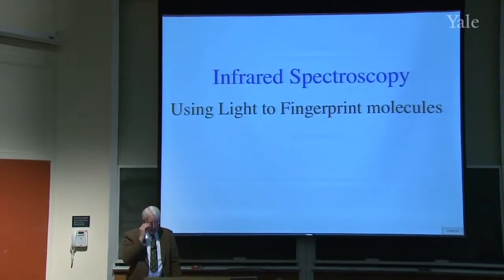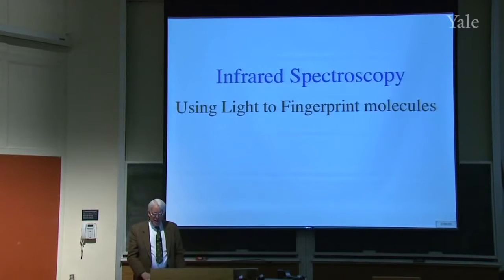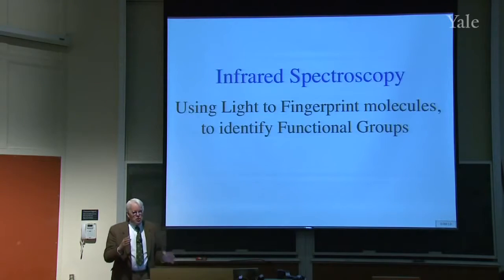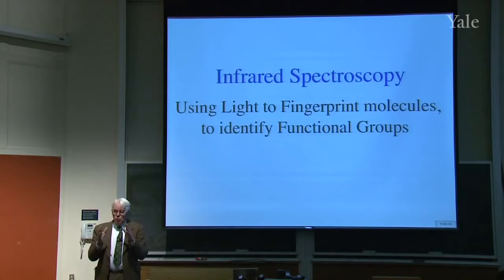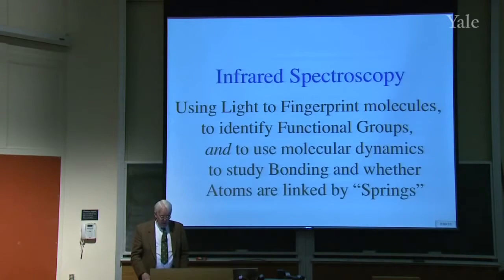So infrared spectroscopy uses light for a number of purposes. One is to fingerprint molecules, and I think you've done this in lab, right, to see whether your spectrum corresponds with a known spectrum. Or even if you don't have an authentic sample, you may have a table of where functional groups, even in different molecules, if it's the same functional group, there may be some line that's characteristic, okay? So you can identify functional groups in molecules that are otherwise unknown.